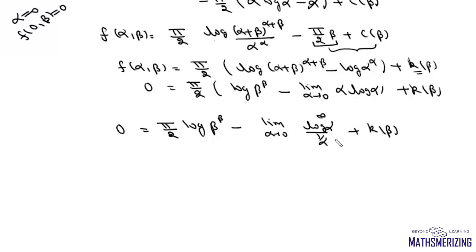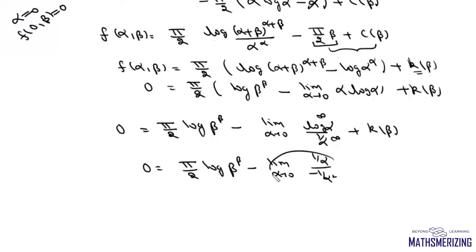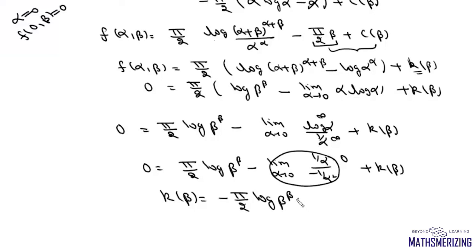Now this is ∞/∞ form. If we use L'Hopital's rule, we'll get this as 0 equals π/2 log β^β minus limit α tends to 0. Now it is 1/α in the numerator and -1/α² in the denominator, which is simply -α. So the value of this limit will be 0 and then plus k(β). So this constant k as a function of β will be -π/2 log β^β.